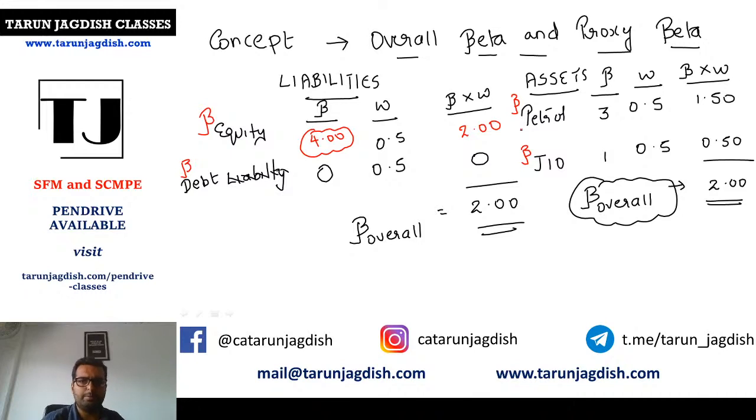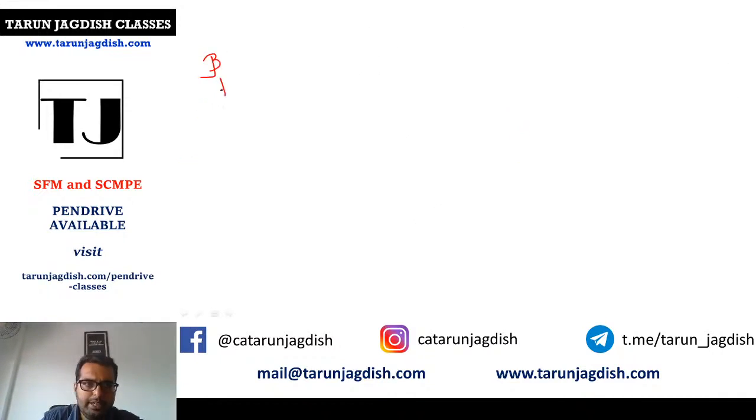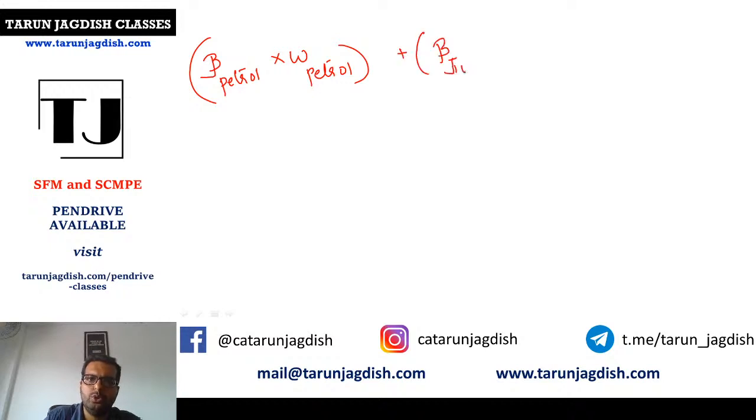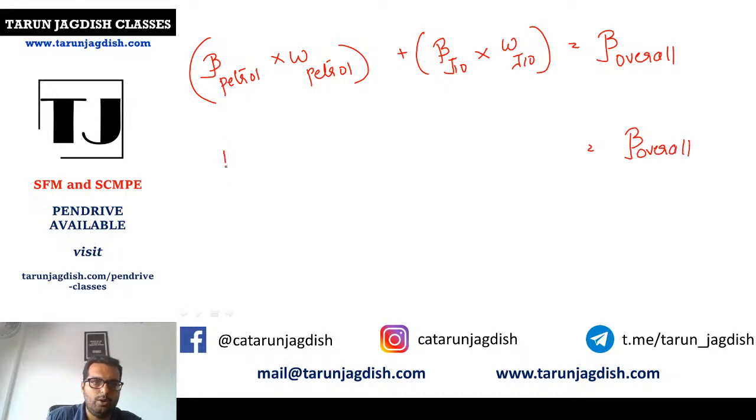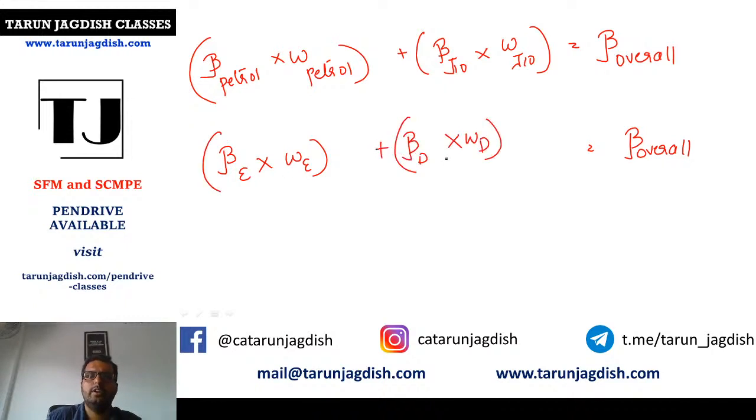Alright friends, if you have put up till here, we can create a new formula out of this. The formula will go like this. Can I say beta of petrol into weight of petrol plus beta of Geo into weight of Geo is equal to beta overall? Similarly, can I also say beta overall is equal to beta equity into weight of equity plus beta of debt into weight of debt? Can you put this equation in your books now?